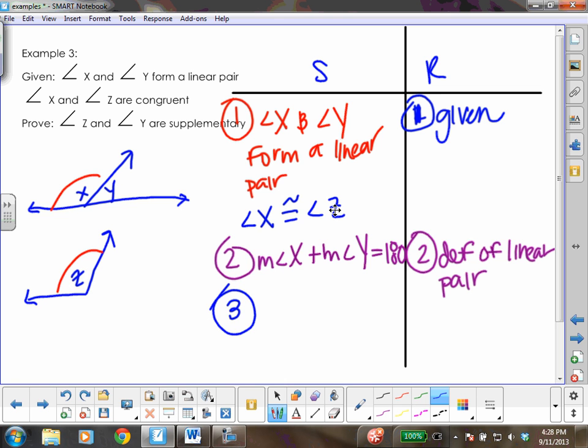I want to be able to substitute z in for x, because that would say that z and y add up to be 180. But I can't do that until I say the measure of angle x is equal to the measure of angle z. And that's just the definition of congruence.